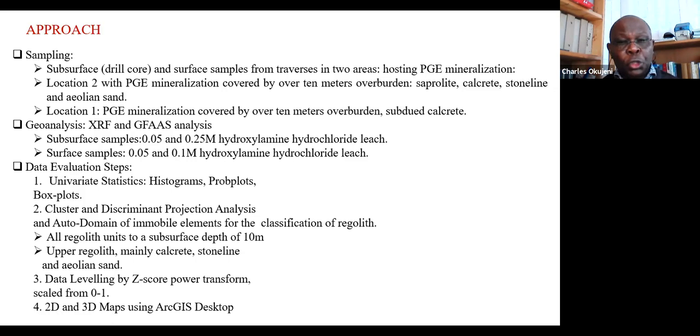The data evaluation technique is twofold, which I've actually said before. One is characterizing the regolith. If I have to use this to map in the field, what element ratios must I use to demarcate the regolith units? So that is all this first part. I used univariate statistics, cluster discriminant projection analysis, autodomain of immobile elements, and a bit of division of the regolith, all the regolith units considered, the upper part. So all this put together, I think you will see I've been able to come out with some element ratio which you can use to demarcate the calcrete from aeolian sand. This is followed by selection of the algorithm, which is the Z-power transform, which I've said, and at the end, I presented these in 3D maps.